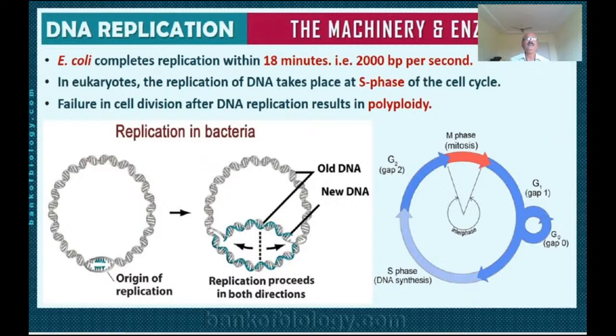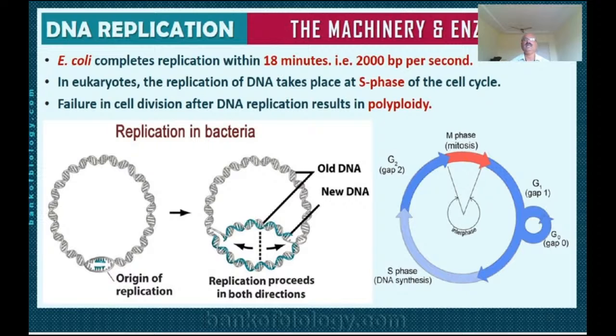E. coli completes replication within 18 minutes. That means 2000 base pairs per second. In eukaryotes, the replication of DNA takes place at the S phase of the cell cycle. Actually, interphase possesses three phases: G1, S and G2.